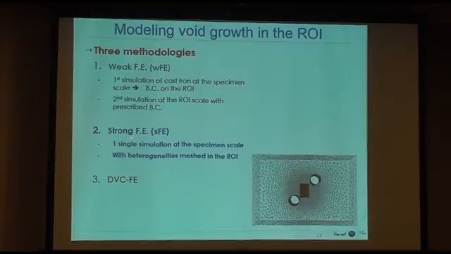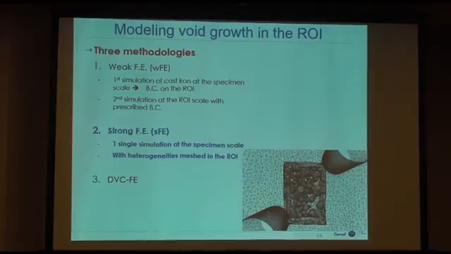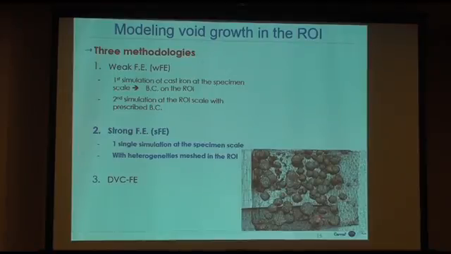The second technique is called the strong FE simulation. Here we have one single simulation at the macroscopic scale, but we have a huge mesh refinement in order to capture all the graphite nodules in the region of interest. If we zoom here, we have the mesh containing all these nodules, around 100 nodules in the region of interest. So we are performing one single simulation here.